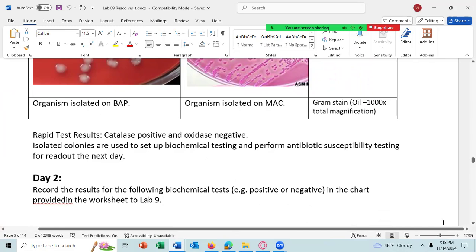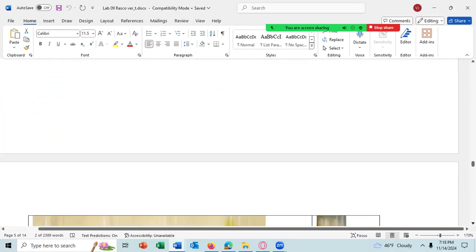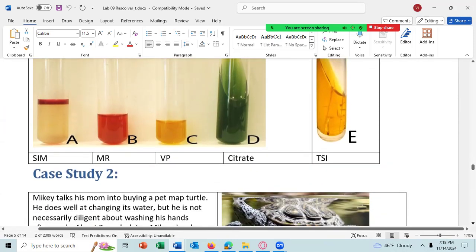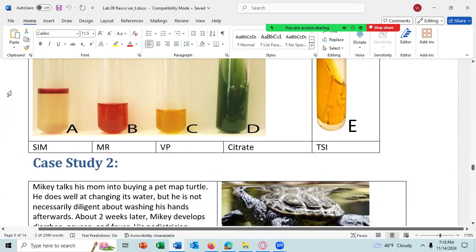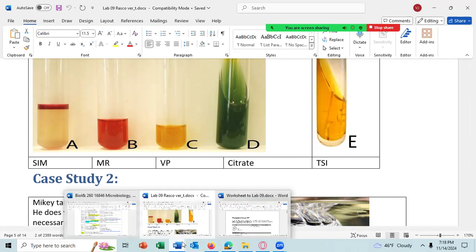And on day 2, we also did the following tests. Here's the bacteria grown in the SIMS tube. Here's the bacteria grown in the MR tube. Here's the bacteria in the VP tube. There's the bacteria in the citrate test. And there's the bacteria on the triple sugar iron test. Let me show you the worksheet now.